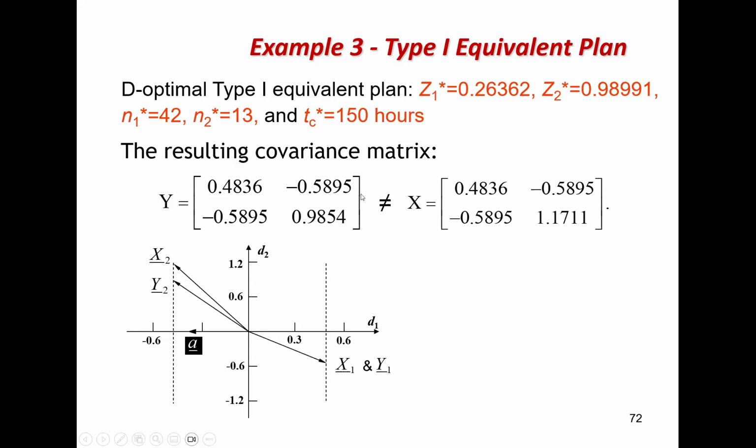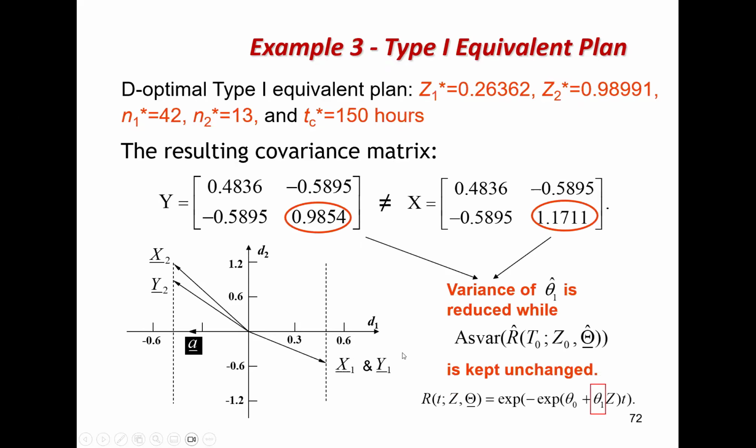It is not the same as the variance covariance matrix in our benchmark plan. They're different. As a matter of fact, you can see here this term is reduced. So the variance of theta 1 hat is reduced, while overall the asymptotic variance of the reliability estimate is not changed. So this shows you can actually play with such equivalent testing plans to satisfy some of your specific needs.